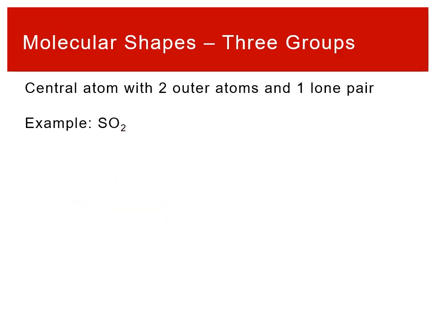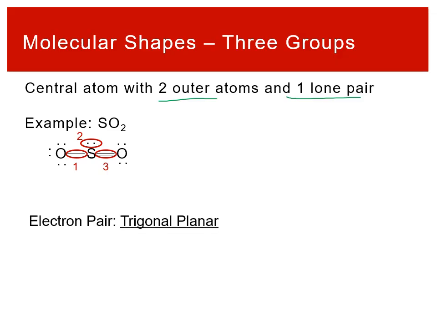All right, so we can start to add some complication. When we have 3 groups, they don't all have to be bonds. We could have a situation where we have 2 outer atoms and 1 lone pair. For example, SO2. If we look at the SO2 molecule, you can see I have 1 group from the single bond to oxygen, 1 group from the lone pair, and 1 group from the double bond to oxygen. So we would call this a trigonal planar electron pair geometry, right? Because there are 3 groups. And so the overall shape of the molecule is going to look like this. We know we have that 120-degree bond angle.